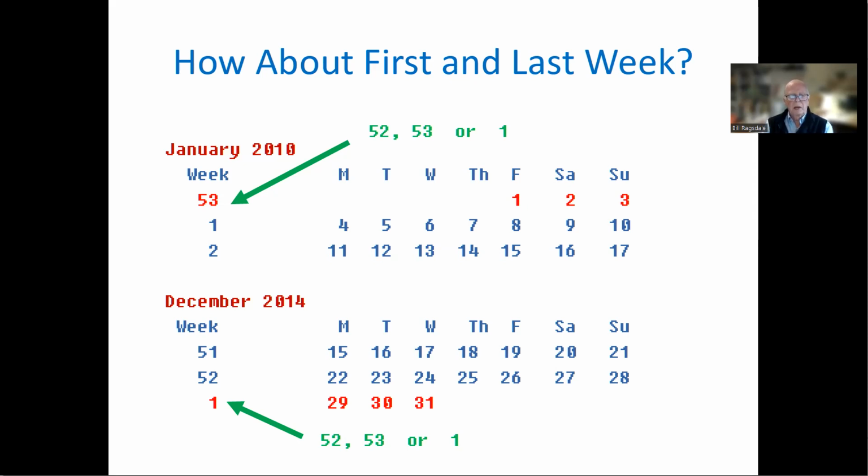The same thing happens at year end. Now we're looking at December 2014, and we get to the end of the year, and we've hit the 27th and 28th. We get to the following week, which is the 29th, and it is not the 53rd week of the year, it's week 1 of the following year. And so again, this could be either 1, it could be 52, 53, or 51.